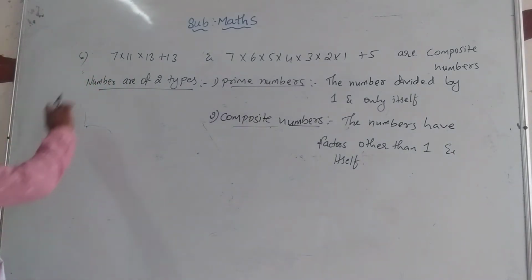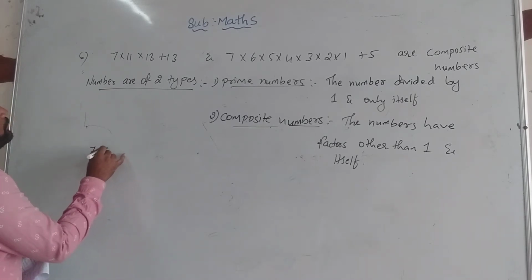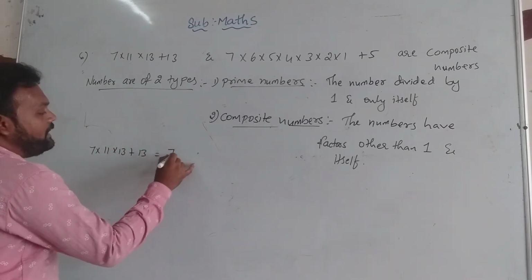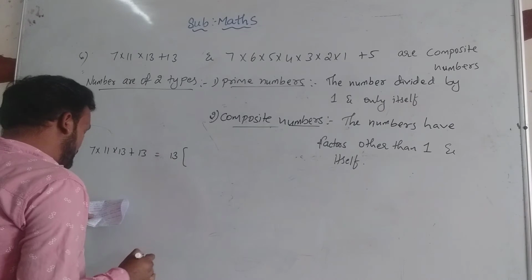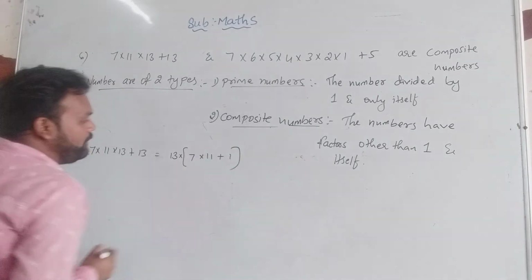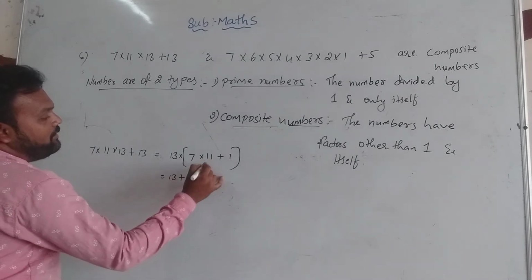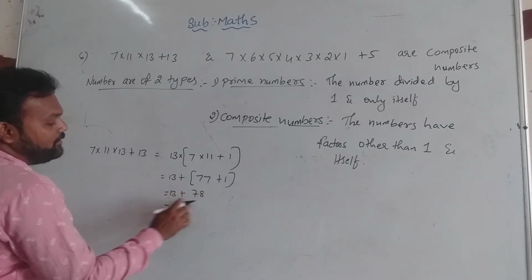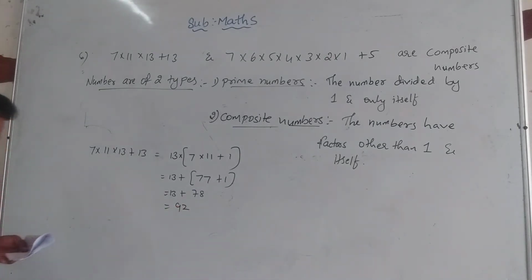Now, students, by observing this, see 7 into 11 into 13 plus 13. I will write it as 7 into 11 into 13 plus 13. What is common here? 13 is common. Very good. Take 13 outside: 13 into (7 into 11 plus 1). 7 into 11 is 77, plus 1 is 78. So 13 into 78.